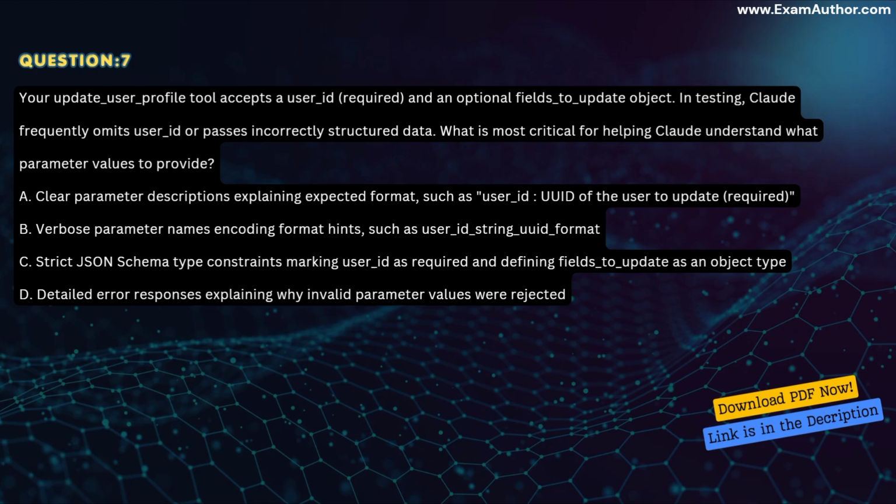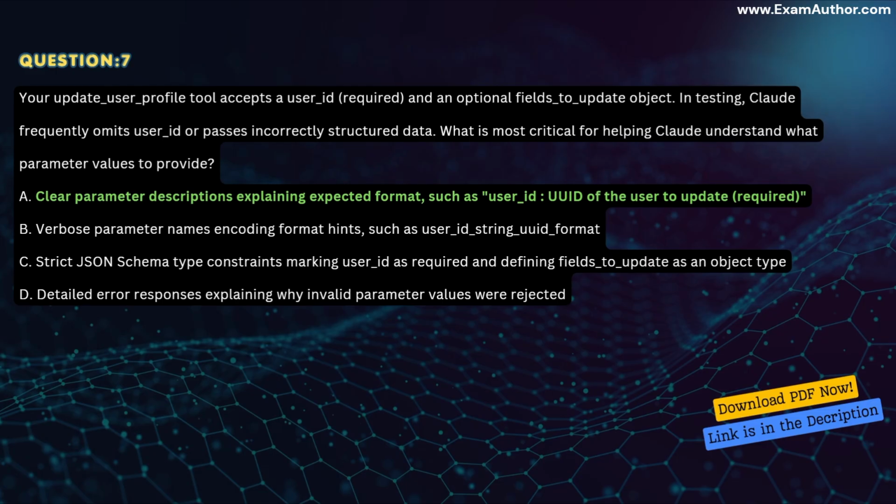A. Clear parameter descriptions explaining expected format, such as user_ID, UUID of the user to update, required. B. Verbose parameter names encoding format hints, such as user_ID_string_UUID_format. C. Strict JSON schema type constraints marking user_ID as required and defining fields_to_update as an object type. D. Detailed error responses explaining why invalid parameter values were rejected.